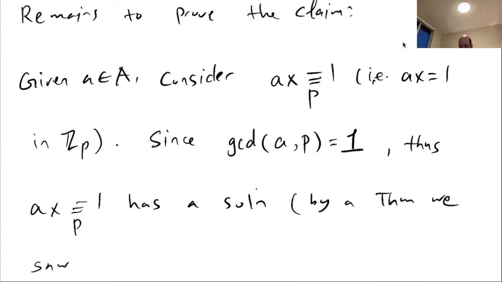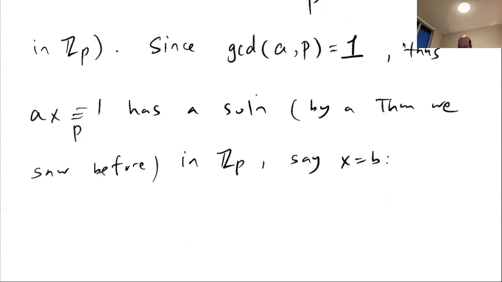we saw before. Do you remember we had a criteria? We derived a criteria that determined when AX equals 1 mod M has a solution and when it does not. In that case we said M previously, but here our M is P. If GCD of A and P is 1, then this has a solution in ZP, say X equals B. So AB equals 1 in ZP.